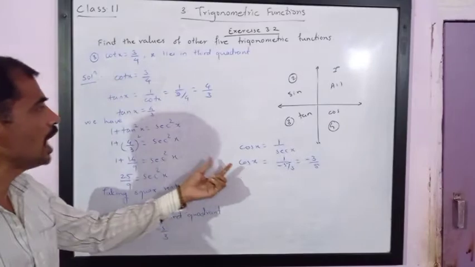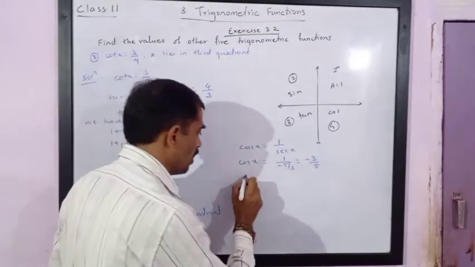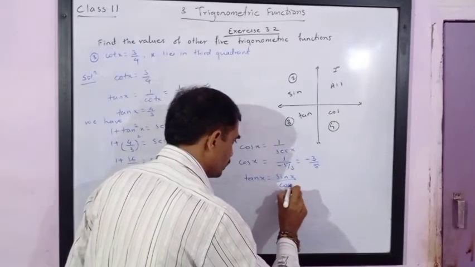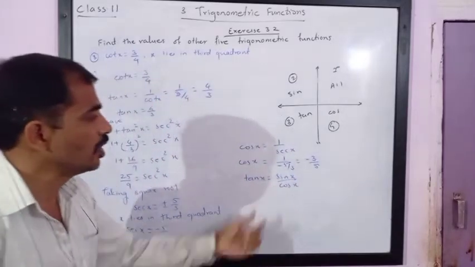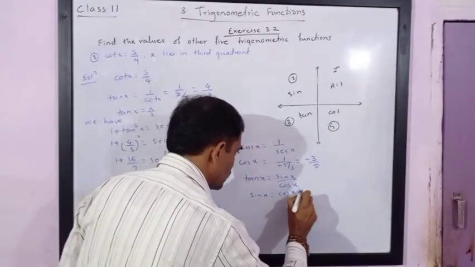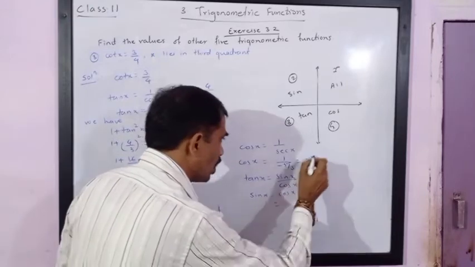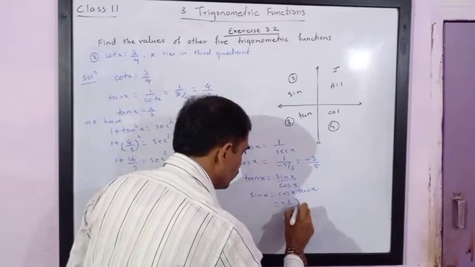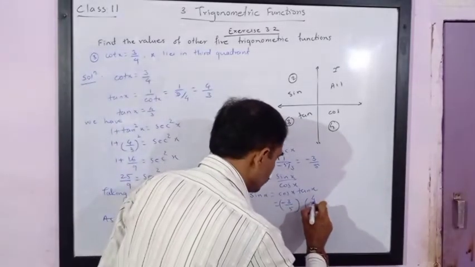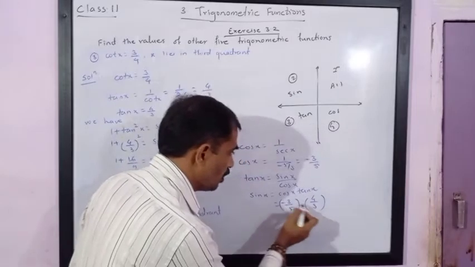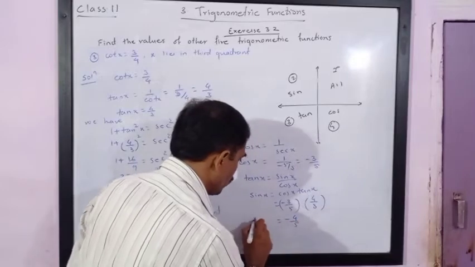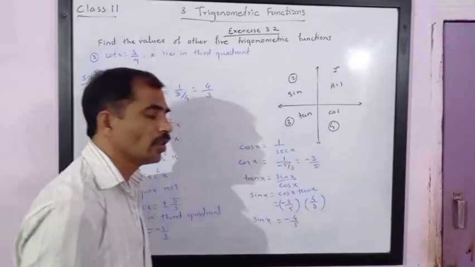Now please note, we have sin upon cos. We have the identity for tan x. Tan x is equal to sin x upon cos x. So sin x is equal to cos x into tan x. Now here cos x is negative 3 upon 5. And tan x we have already found 4 upon 3. Please note, 3 from numerator and 3 from denominator cancel each other. We have negative 4 upon 5. So we have got sin x is equal to negative 4 upon 5.